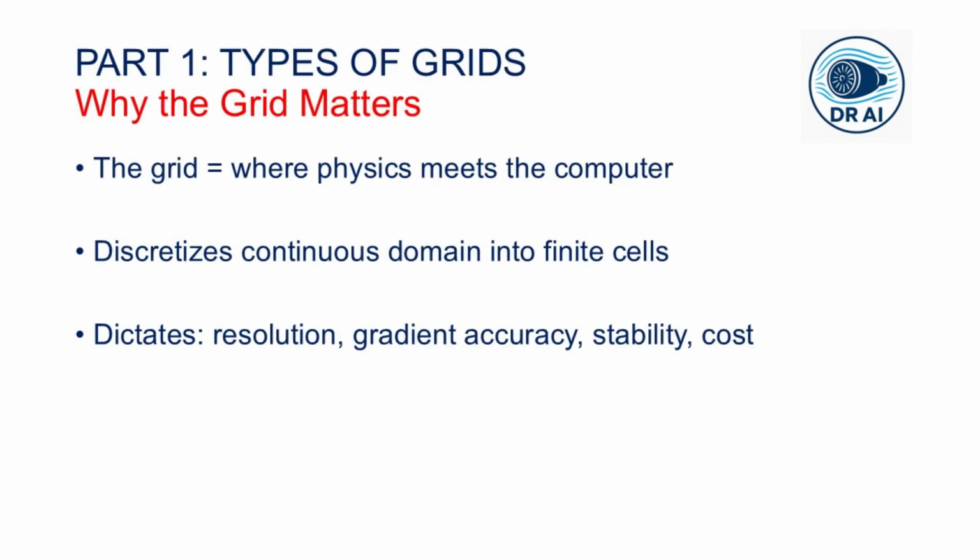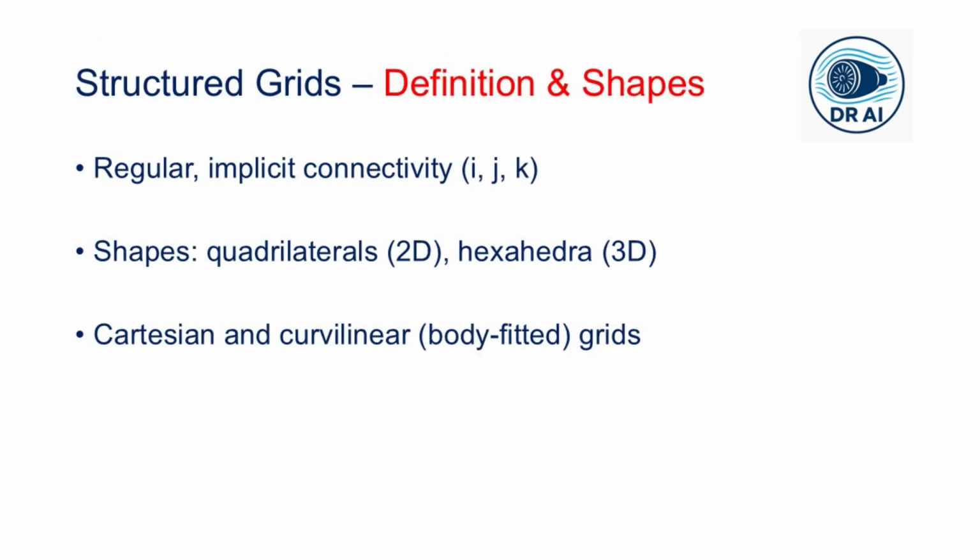So let us start. In CFD, the grid is where the physics meets the computer. The governing equations like the Navier-Stokes equations, the Euler equations, etc., are continuous partial differential equations. To solve them numerically, we must discretize the domain into a finite number of points or cells. The discrete grid actually dictates the resolution of flow features, the accuracy of the gradient calculations, the stability limits, and the computational cost. A poor grid can make even the best solver fail. A good grid can make a modest solver shine.